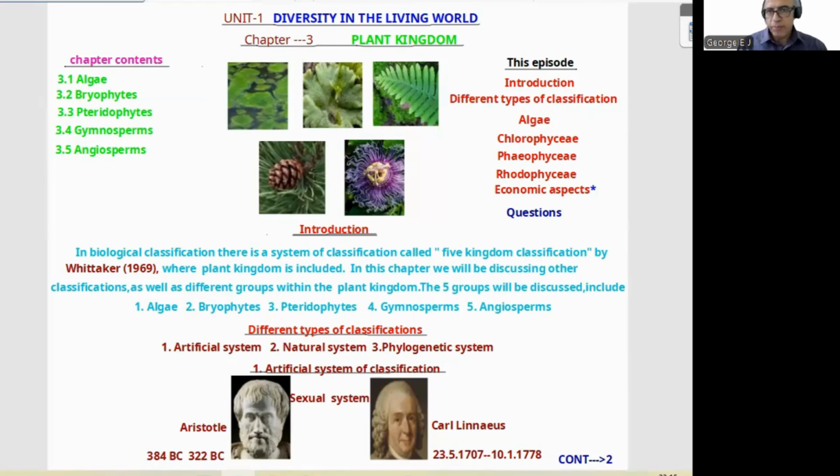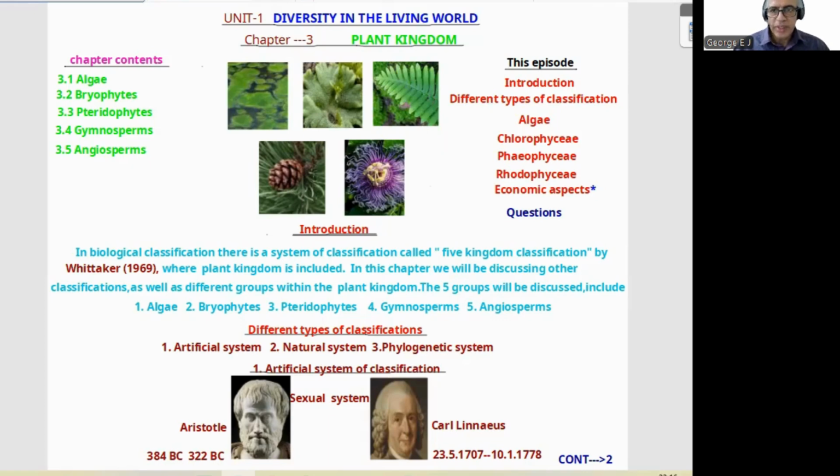And in this episode, what all things will we be discussing? Here you can find it. It is introduction, different types of classification, then algae. Among algae, 3 groups: chlorophyceae, phaeophyceae, rhodophyceae, and the economic aspect that will be coupled with each plant group. Then 5 theory questions, 5 NEET model questions. So we can proceed. These 5 diagrams represent algae, bryophyte, pteridophyte, gymnosperm, angiosperm.